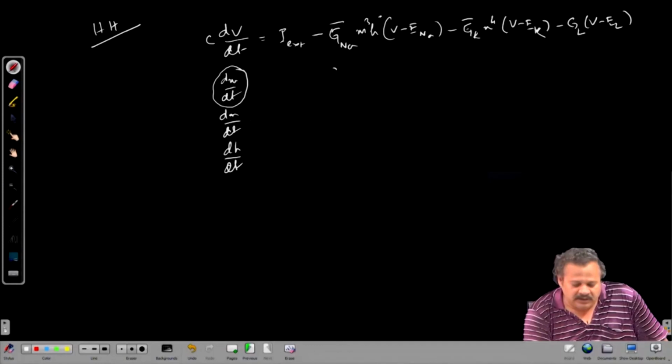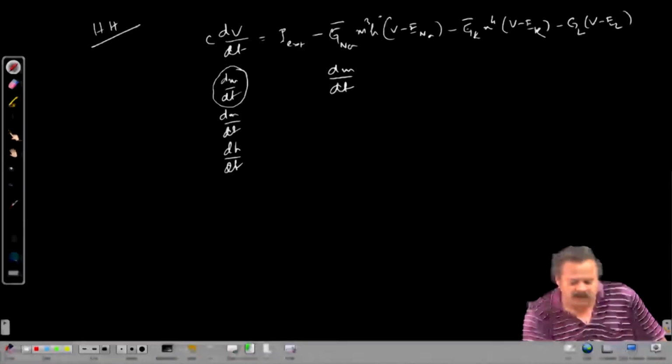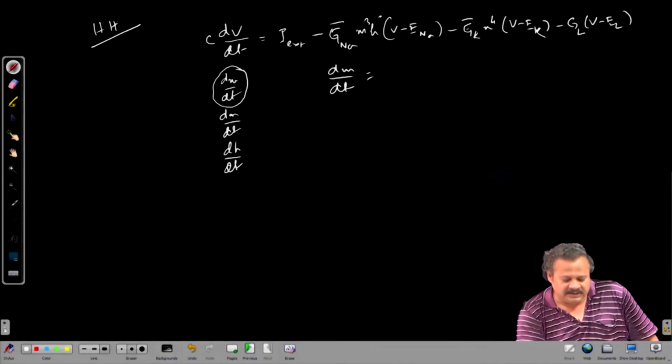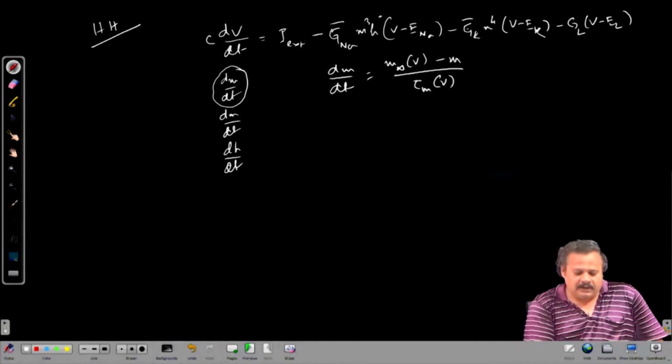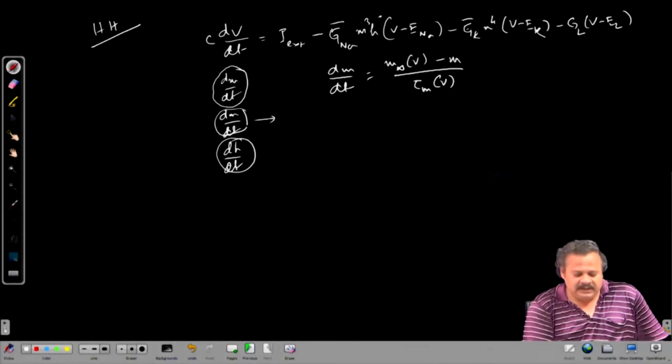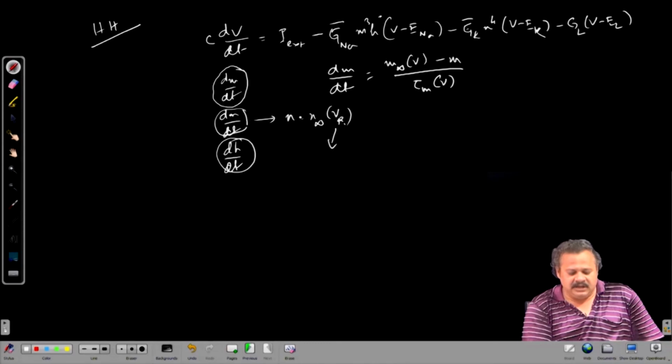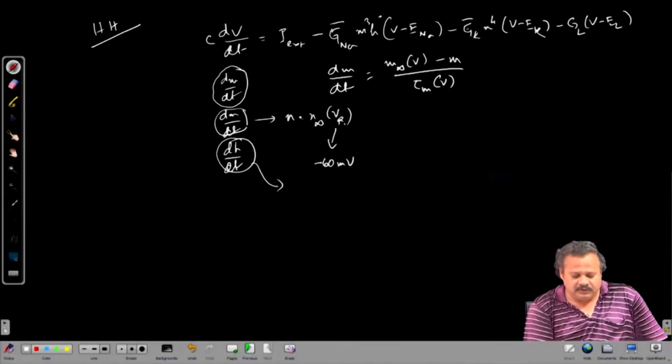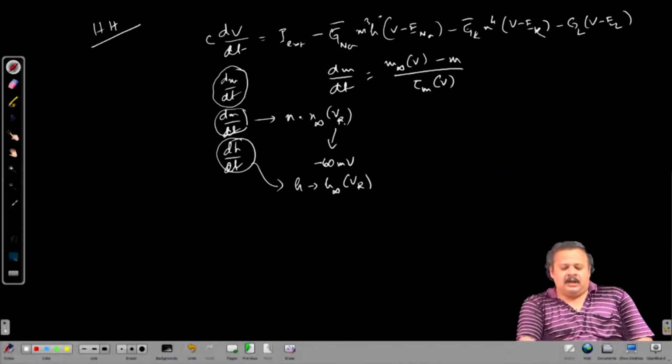So we include the dm/dt in the phase plane analysis with (m infinity of V minus m) by tau m of V, and our dn/dt is removed, dh/dt is removed, and we set n equal to n infinity of V rest, which in the Hodgkin-Huxley case is around minus 60 millivolts. Similarly, h also we set to h infinity of V rest. Why?